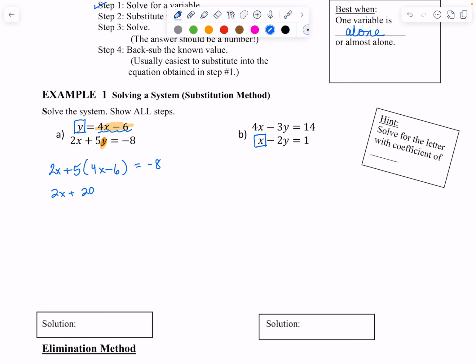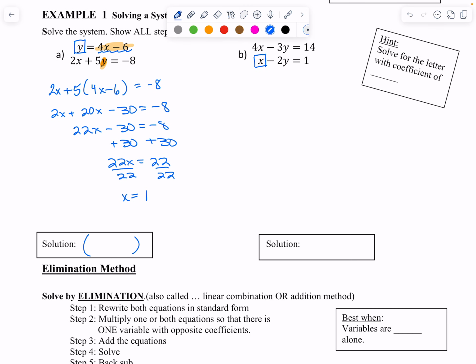Everything is just x's. So from here on out, it's just an Algebra 1 problem. We're just going to get rid of my parentheses, combine like terms, get all the letters on one side, and get all the numbers on the other, and then we're going to divide. So my x value is 1. Now the minute I get that, I go ahead and write it as a point, and I write down the x value, okay?